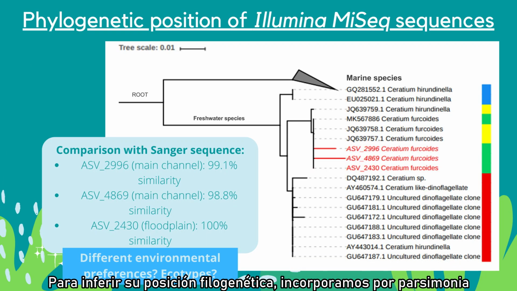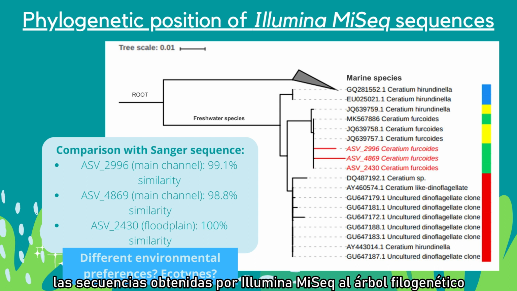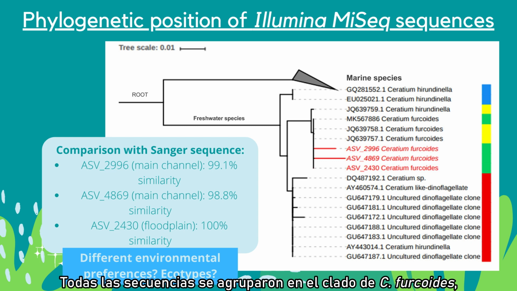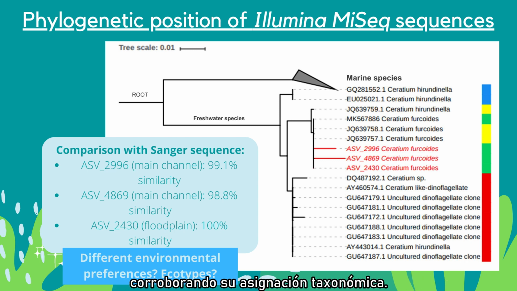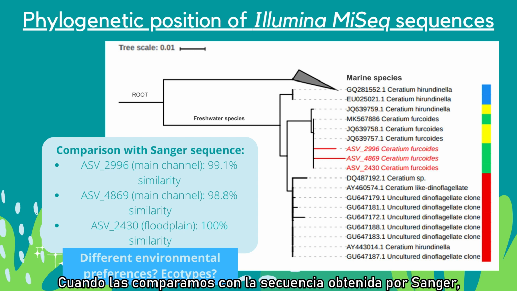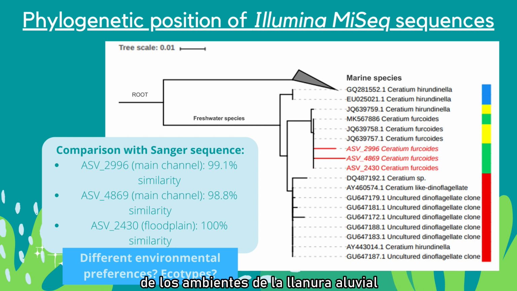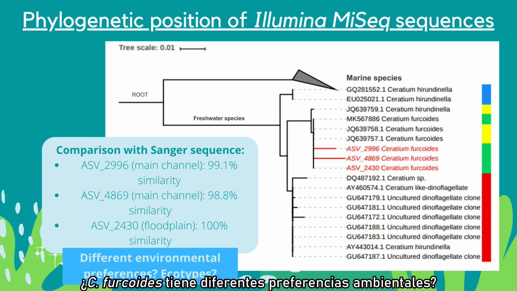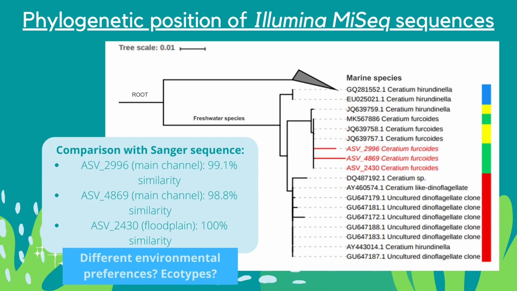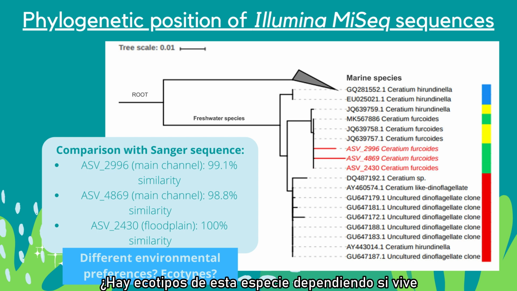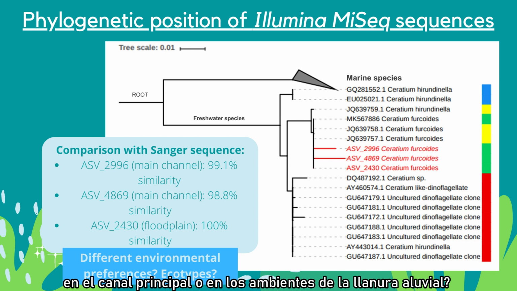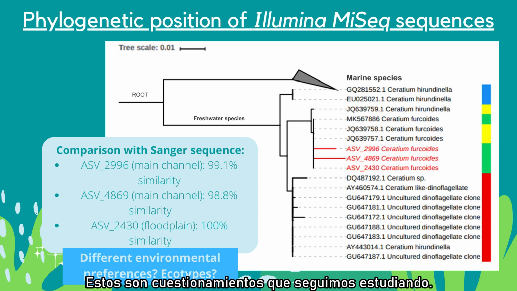To infer their phylogenetic position, we incorporated by parsimony the sequences obtained by Illumina MiSeq into the phylogenetic tree obtained above. All the sequences clustered into the Ceratium furcoides clade, corroborating the taxonomic affiliation. When we compared them with the Sanger sequences from a floodplain stream, we discovered that sequence identity was higher between organisms of floodplain water bodies in comparison with the main channel. This led us to ask ourselves, does Ceratium furcoides have different environmental preferences? Are there ecotypes of this species according to whether it lives in the main channel or in floodplain environments? These are questions that we continue studying.